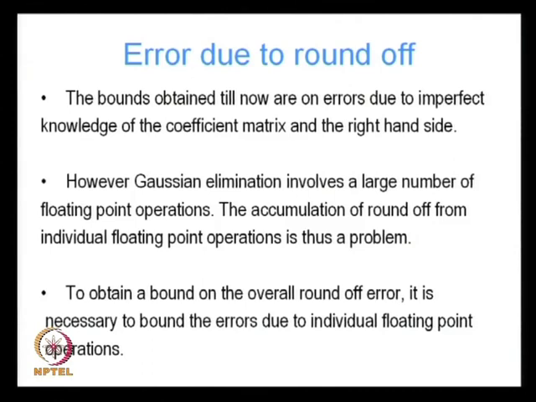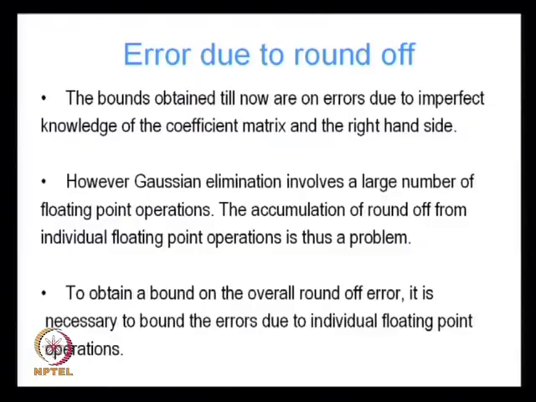Today we are going to talk about errors in Gaussian elimination because of the large number of floating point operations which take place during Gaussian elimination. The accumulation of round off errors due to these floating point operations leads to overall errors in the solution and is therefore a problem. To obtain a bound on the overall round off error, it is necessary to bound the errors due to individual floating point operations. Since the Gaussian elimination process is a combination of a large number of floating point operations, we have to find bounds on the error of individual floating point operations in order to find a bound on the overall error in the solution due to round off during Gaussian elimination.